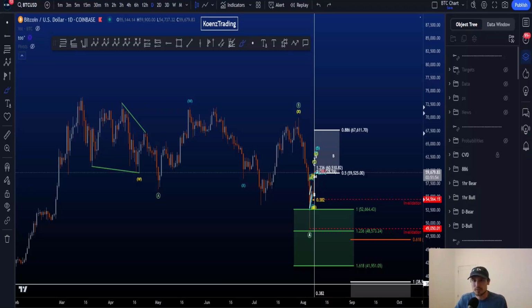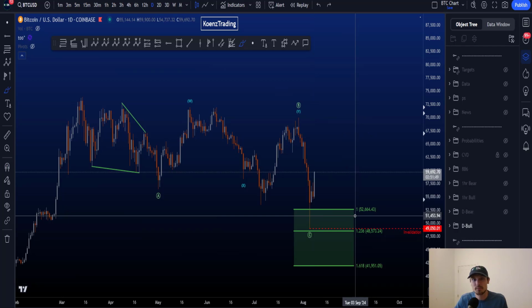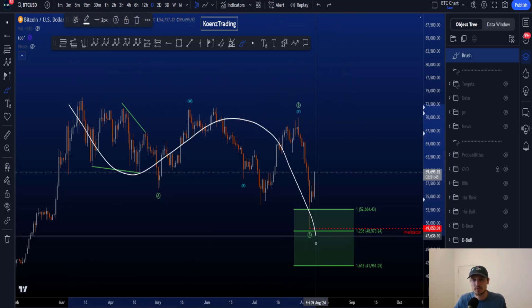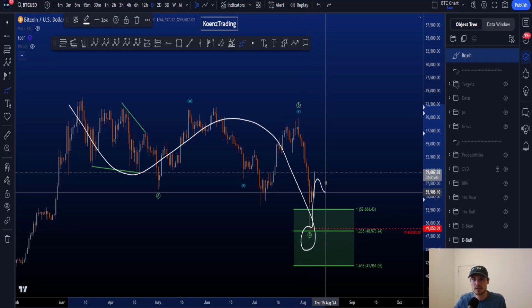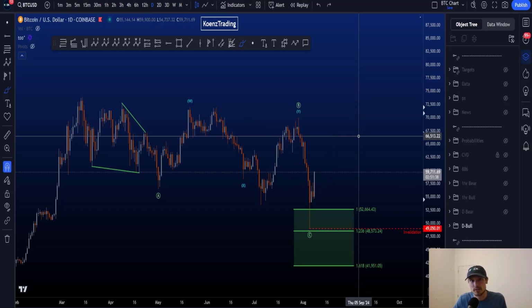Hi everyone, let's go over my bullish and bearish Elliott Wave scenarios on Bitcoin, starting with the bullish daily time frame scenario, where we are looking for a finished three-wave corrective structure to the downside and now the beginning of a new impulsive move to the upside to new all-time highs.